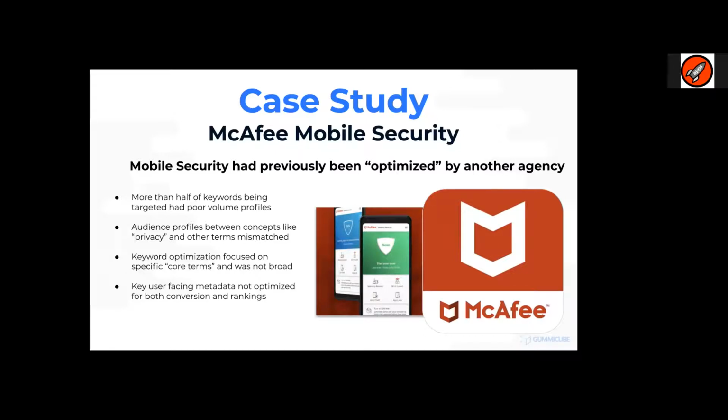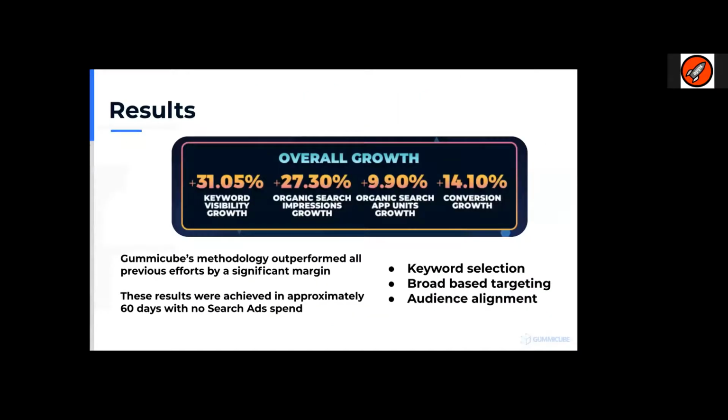What we were able to do is above and beyond that. Without search ads, without influence from any other kind of third party or paid channel, we were able to grow keyword visibility by 31%, search impressions by almost 30%, and in a very short period of time, a couple of months, increase organic search units by almost 10%. And through A/B testing, we improved conversion 15%, looking at all of the factors that I spoke about earlier.